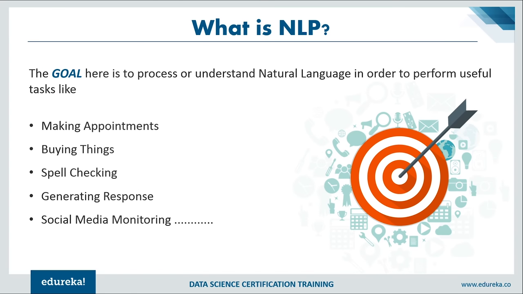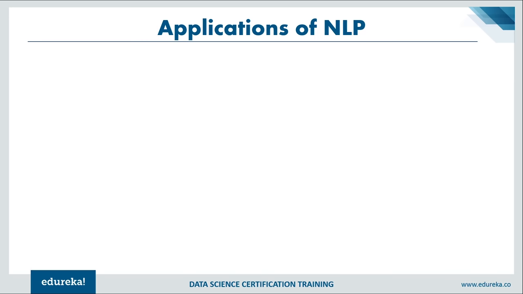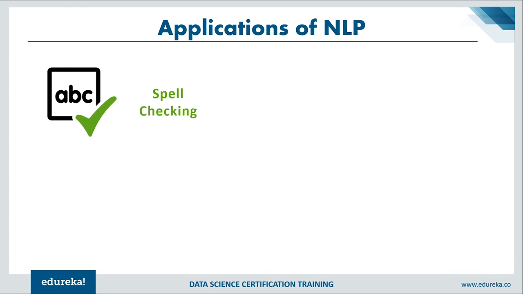Now, the goal here is to process, I'd rather say understand, the natural language in order to perform useful tasks. Some of these tasks include making appointments, buying things, spell checking, generating responses, and social media monitoring. Now, if we look at the various applications of NLP in the industry, firstly, we have spell checking, which you can find mostly in Word or document readers. Even online, you can do spell checking.